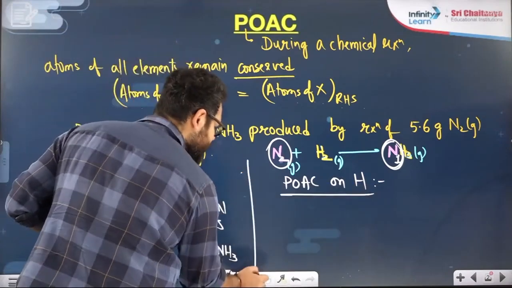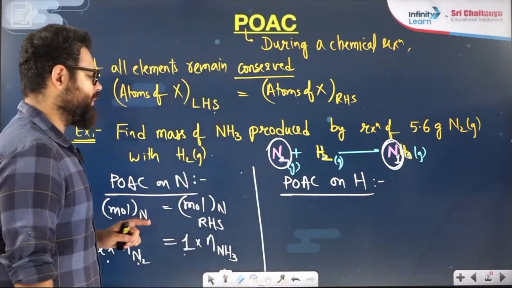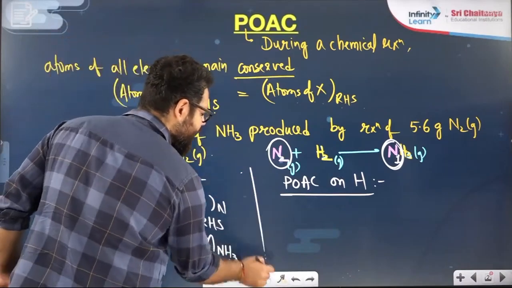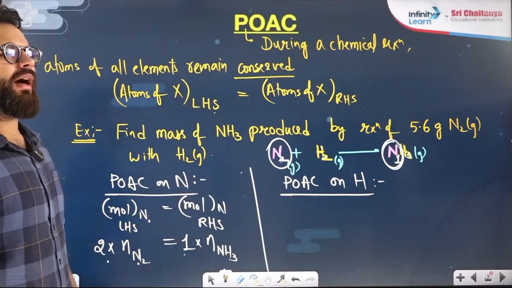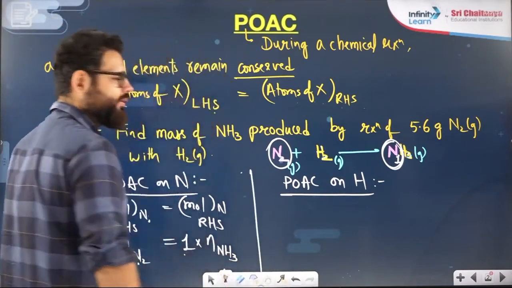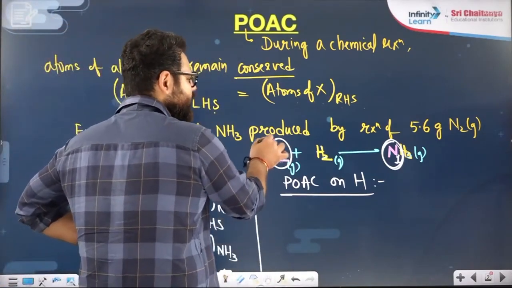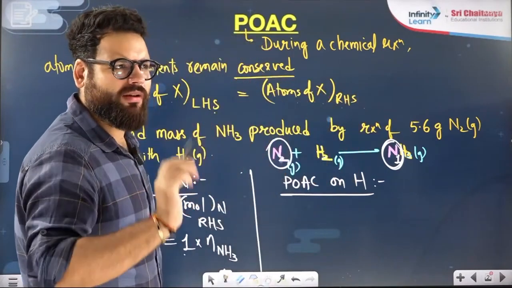Now tell me, how do we apply POAC of hydrogen? Can anybody write in the chat box and tell me how I apply POAC of hydrogen? Keep the hydrogen atoms on left and right hand side same and tell me how the POAC would look. Whatever atoms are on this side, the same amount will be on this side. Atoms will not go anywhere.